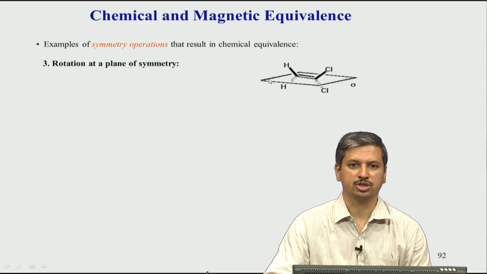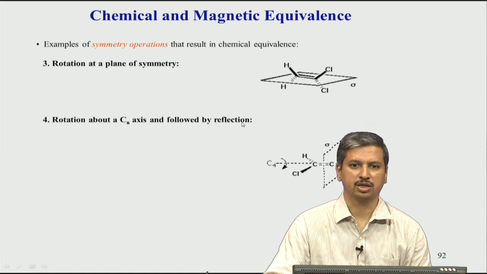So, both these conditions hold: they are interconvertible because of a symmetry operation, and at the same time they have the same chemical environment because they are at the same distance, or structurally similar to each other. Therefore, these two hydrogens are now chemically equivalent, and therefore, their chemical shift value will be the same. They will not have different chemical shift values.